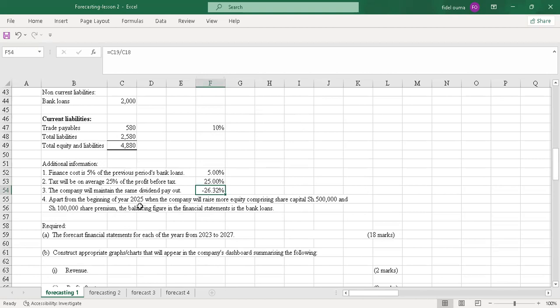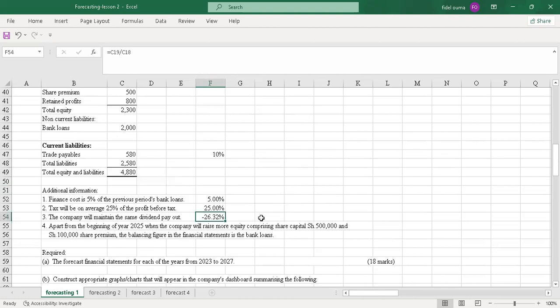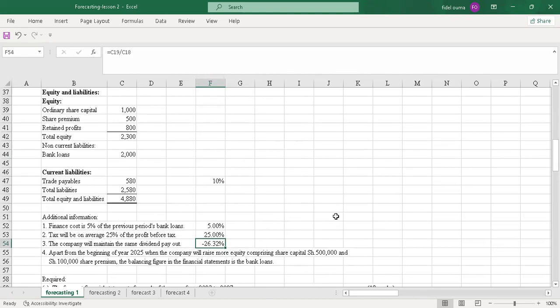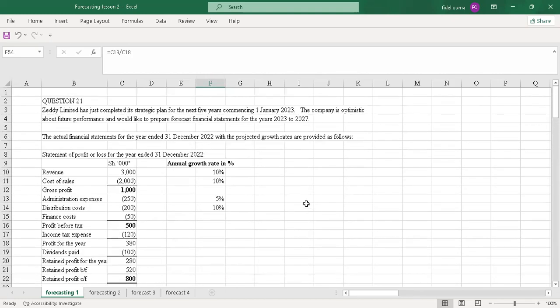So apart from the beginning of year 2025, when the company will raise more equity comprising share capital of shillings 500,000 and shillings 100,000 share premium, the balancing figure in the financial statements is the bank loans. From 2025, as we do forecasting, there will be an increase in share capital and share premium. So required, the forecast financial statement for each of the years from 2023 to 2027. So this is what we'll do.